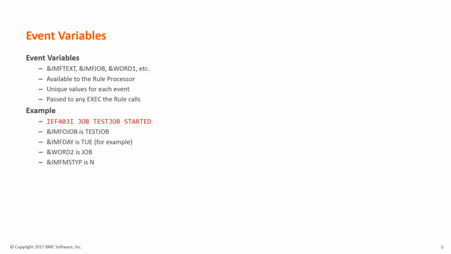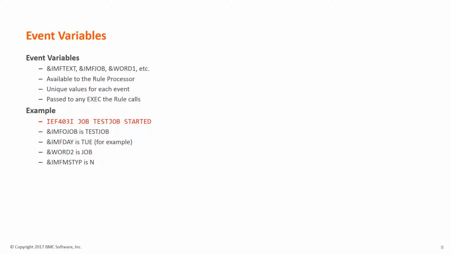Event variables are variables that are automatically populated when an event occurs in the system and AutoOPERATOR processes it. There are many such variables. I will show you those in a slide or two. But essentially, the event variables come with the events coming into the rules processor, and you get a unique set of event variables for each event. These event variables can be passed to an exec if you call it from the rule.